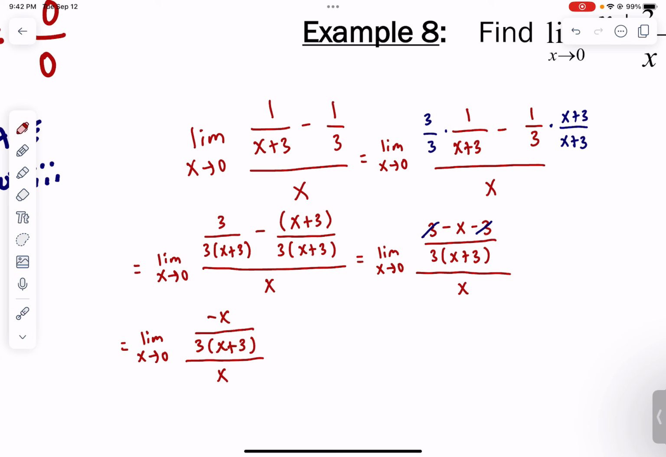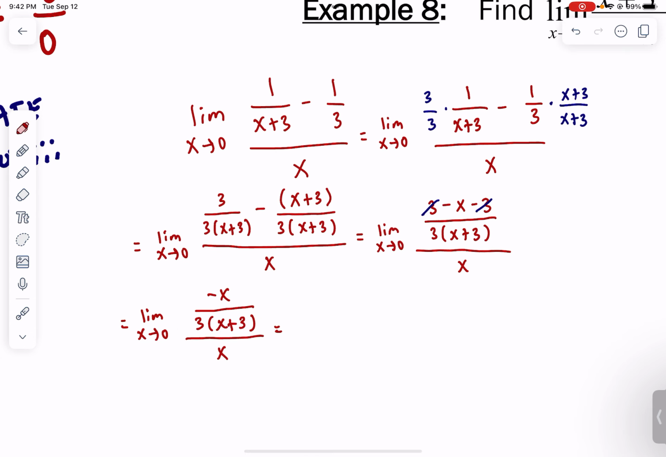So we're almost there, but now this is a very important step that I need you to be able to see. So we have this fraction divided by the denominator. So another way to read this is negative x over 3 times x plus 3 divided by our x.